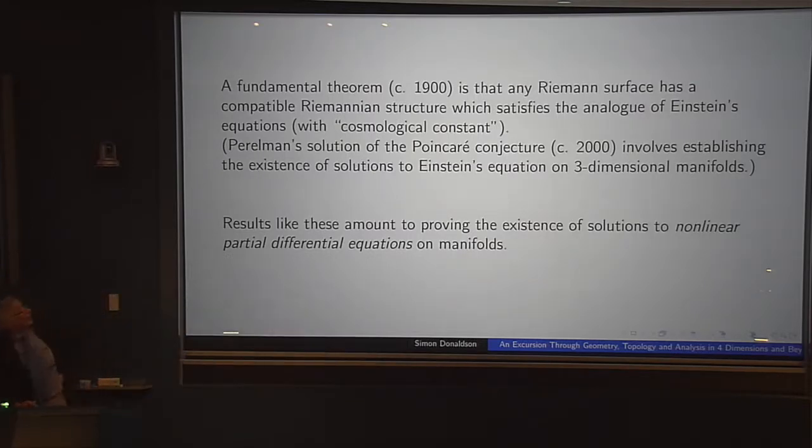One of the important theorems about Riemann surfaces, proved around the end of the 19th century, is that any Riemann surface has a compatible Riemannian structure which satisfies the analog of Einstein's equations in relativity.